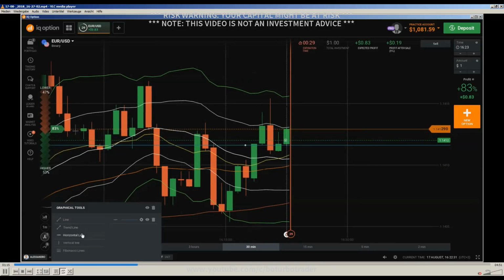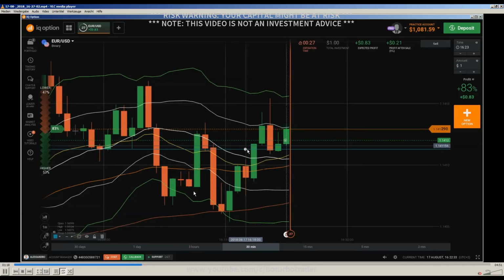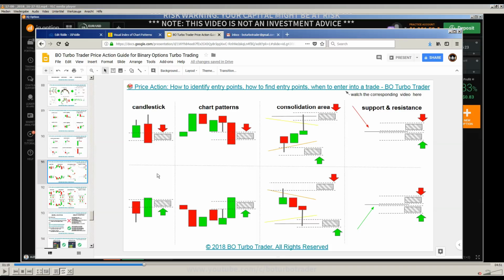Yes, because of this pullback. And this is what I have explained also in the ebook. Let me show you this. In this kind of ranging market, you don't go into a continuation. I have shown you this in some other example. Let me show you this.